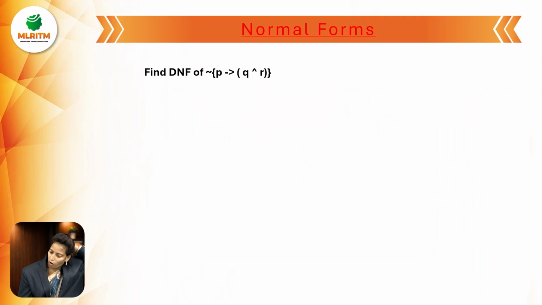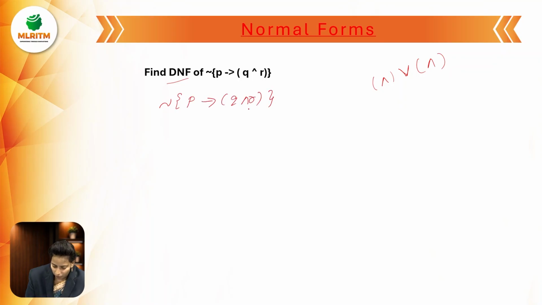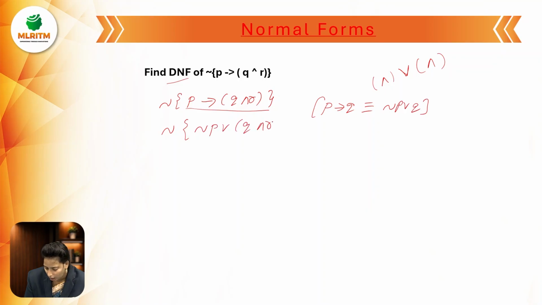So find the DNF of negation of (P implies (Q and R)). First, what is meant by DNF? Sum of elementary products. What is the given question? Negation of P implies (Q and R), right? So apply the conditional law. What is the conditional law? P implies Q is equivalent to negation P or Q only. So negation of (negation P or (Q and R)), right?